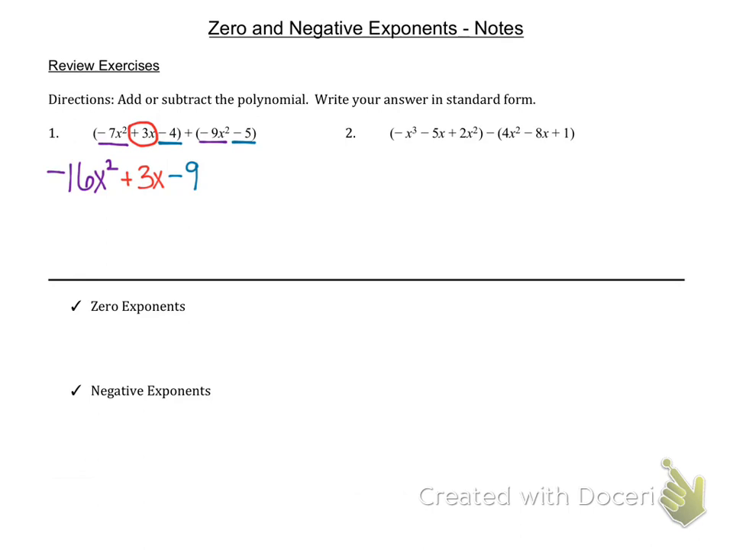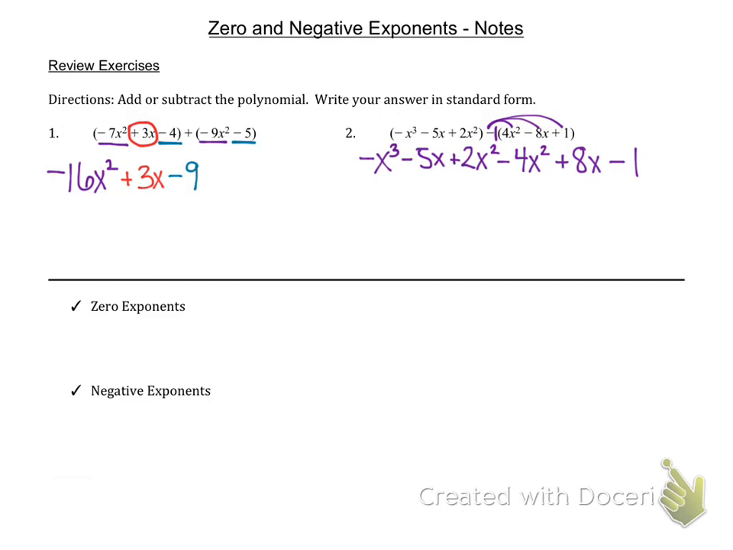Now for number 2, I notice I'm subtracting for this one. So I'm going to write my invisible 1 right here, and I'm going to distribute that to everything. So I'm going to rewrite this at the beginning. Negative x cubed minus 5x plus 2x squared. Negative 1 times 4x squared is a negative 4x squared. Negative 1 times a negative 8x is a positive 8x. And negative 1 times a positive 1 is a negative 1.